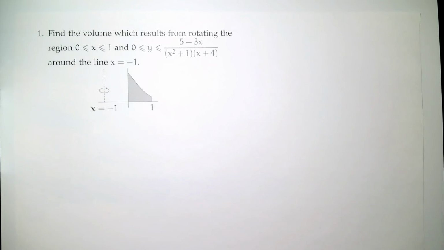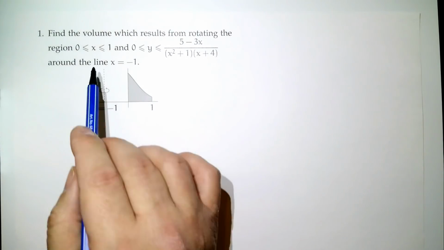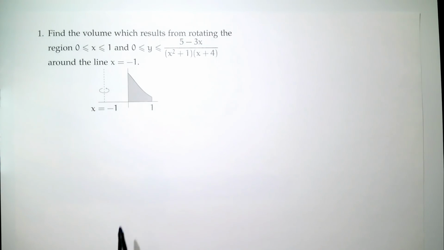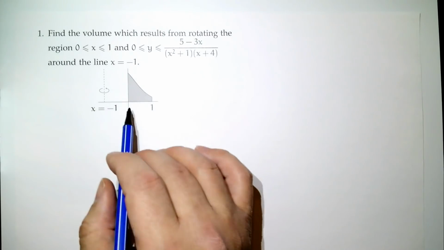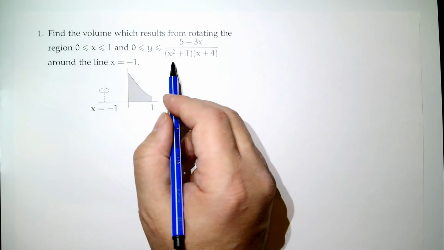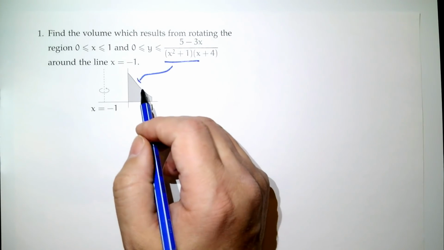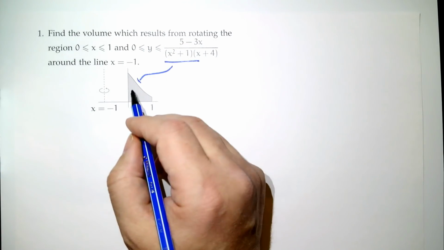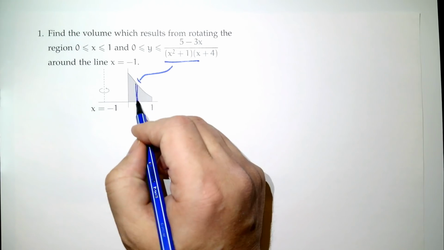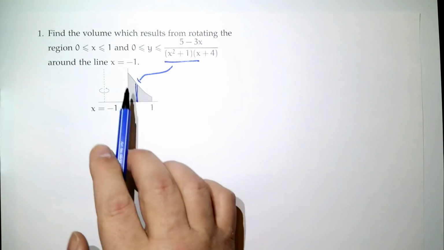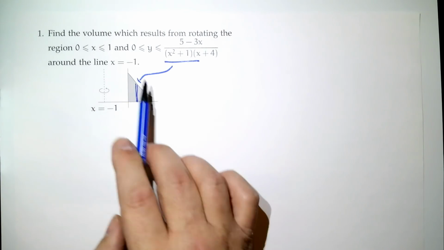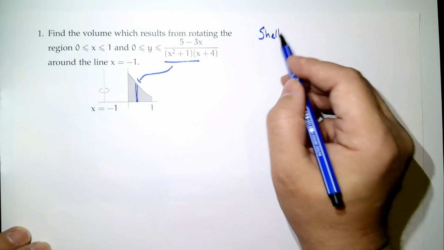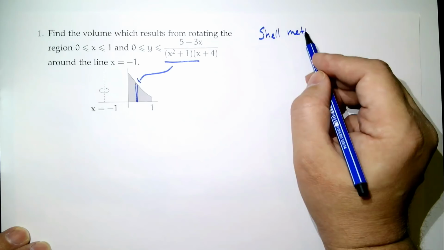In this case, because we're rotating around the line x = −1, as we can see in this nice little diagram, and this is a function of x that I don't think I could solve for x. In other words, I don't think I could solve for x here. So I'm going to have to do my little slices, which means that when I rotate these slices, I'm going to be forming shells. So I'm going to do the shell method. All right, so this is a shell method problem.